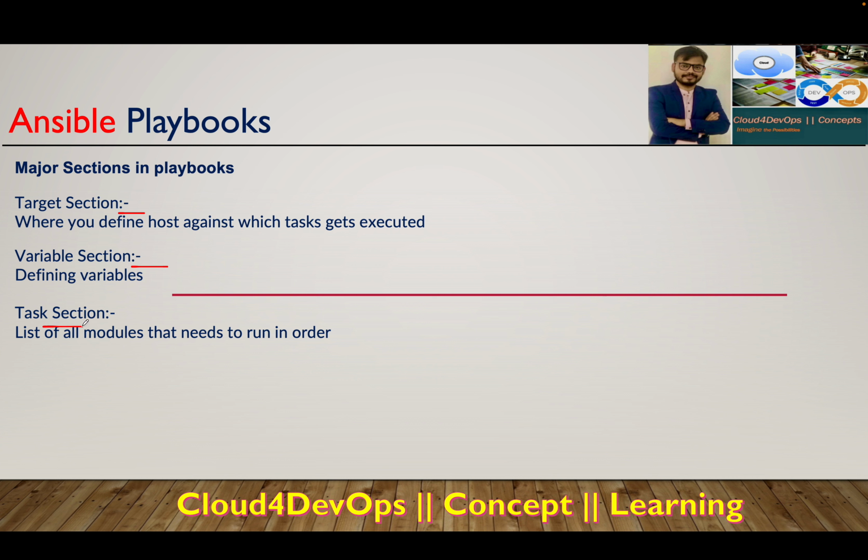And the next one is tasks. Basically, this section is a list of modules that need to run in order. For example, when I say in order, you install Apache and then you have to run Apache as well, which means you have to start it. Obviously that order has to be maintained because you cannot start Apache before installing it. So that's what ordering of tasks or modules means here. I hope this clears up a lot in terms of the concept of a playbook, right? Also, playbooks are idempotent in nature, just like modules.